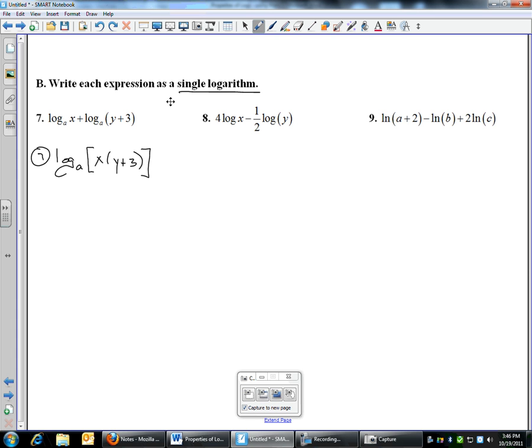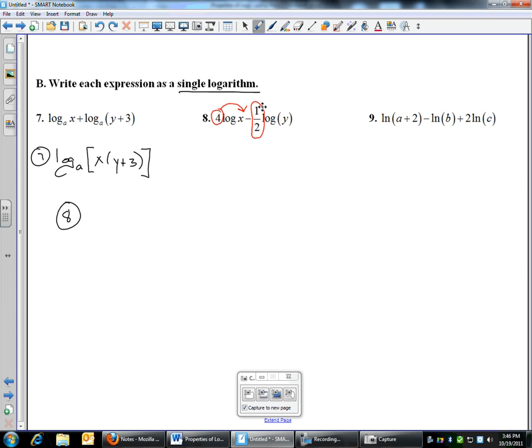There you go. That's all you can do for number 7. Now number 8, I'm actually going to make this a 2-step process, because before I can combine them, I've got to get rid of my coefficients. I'm going to go in the opposite direction. I'm going to grab my coefficients and make them exponents.